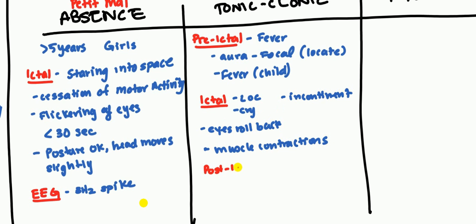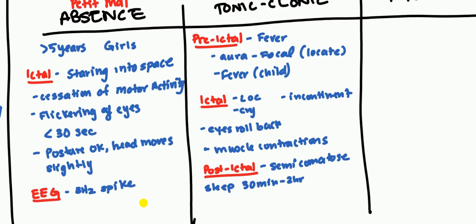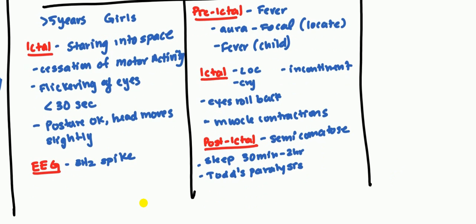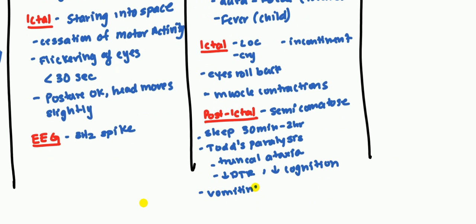Post-ictally, the whole ordeal tends to be pretty difficult on the body, very stressful. So afterwards, they tend to be very tired. They might even be in a semi-comatose state, and oftentimes the patient just wants to sleep afterwards, anywhere from 30 minutes to 2 hours. So they're very, very tired from the ordeal. There's also something called Todd's paralysis that is associated with the post-ictal state, and this is generally truncal ataxia, so they can't really get their trunk moving well. They have decreased deep tendon reflexes, and there's even a moment of decreased cognition where they can't understand what's going on. And besides that, you also can get vomiting and headache associated with the post-ictal phase of tonic-clonic seizures.